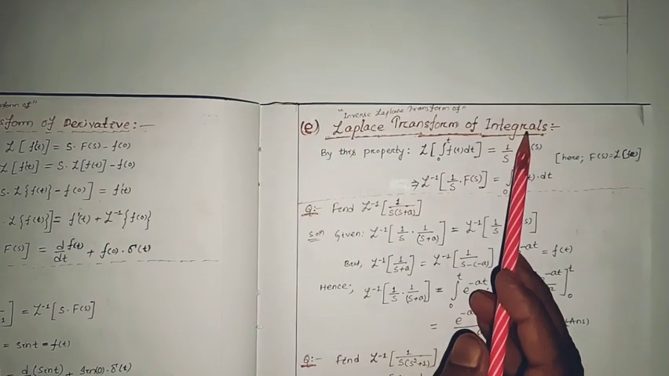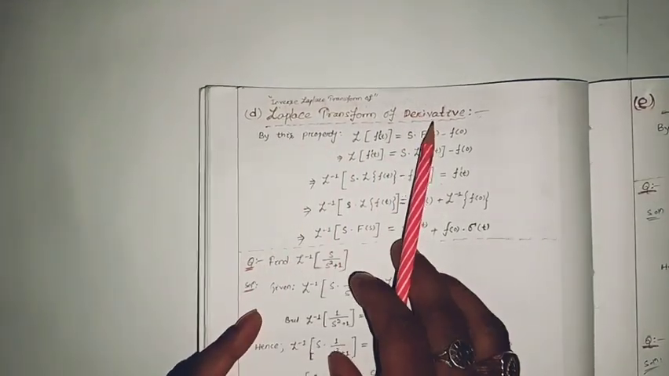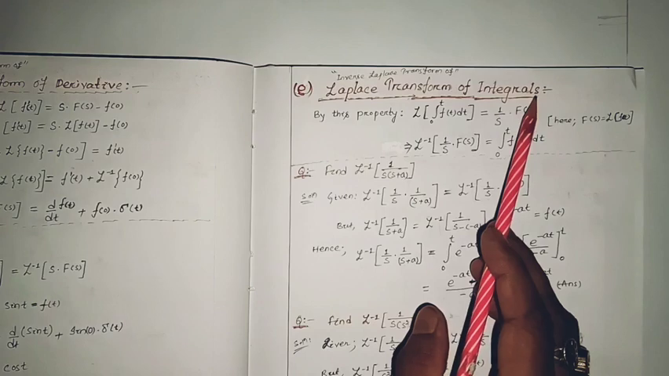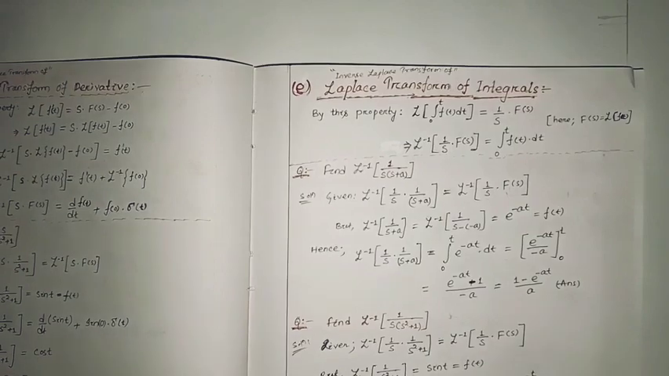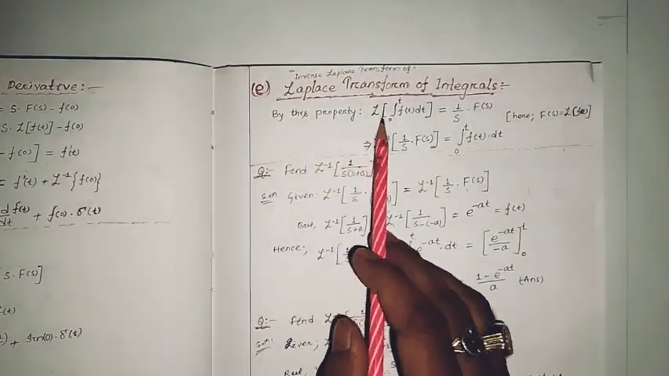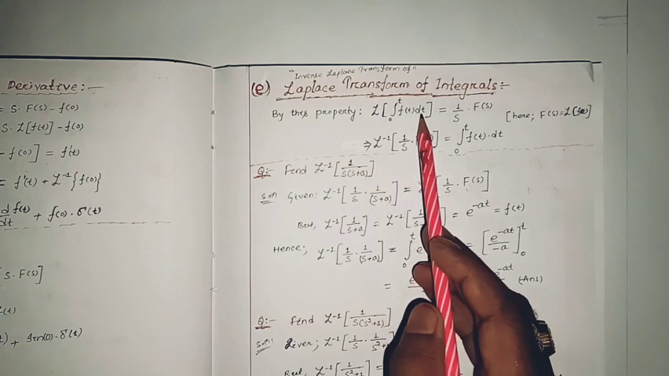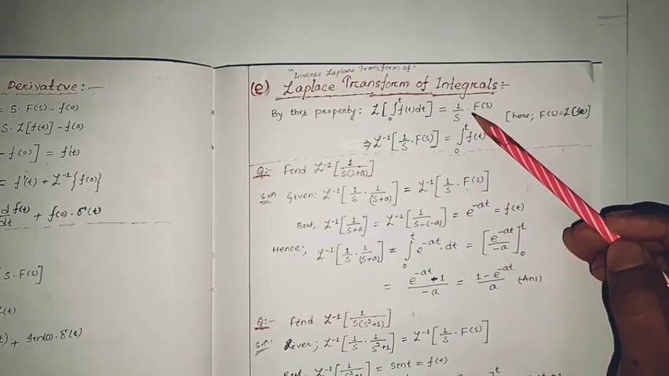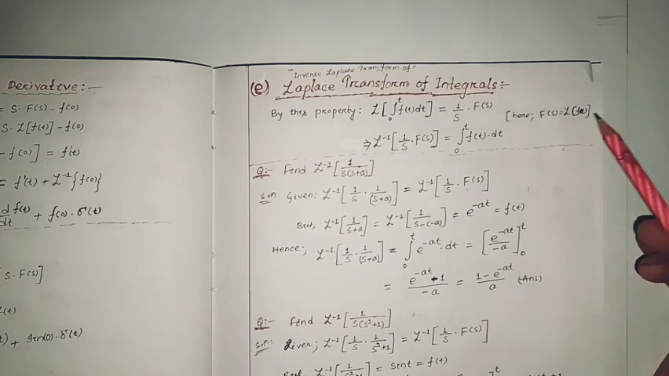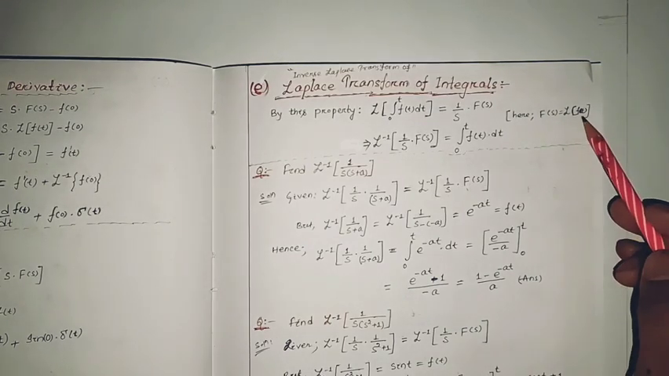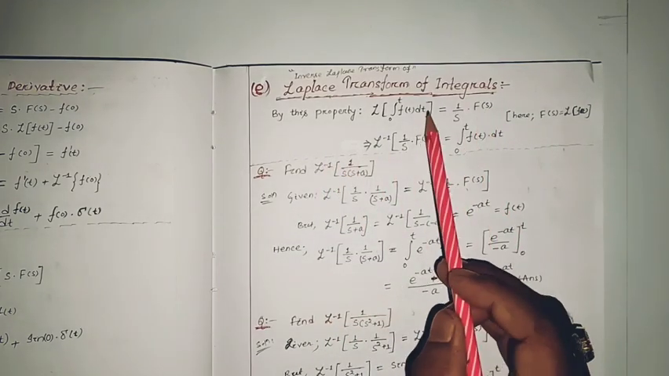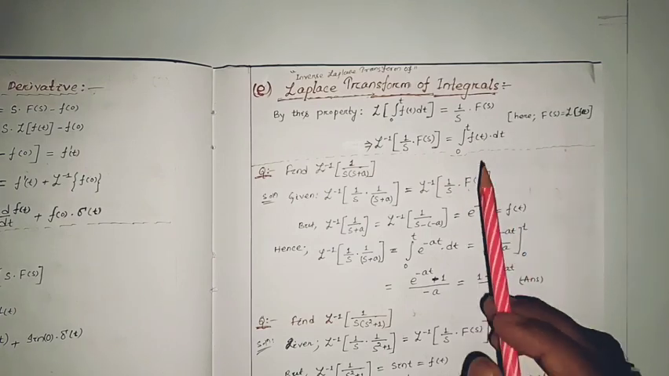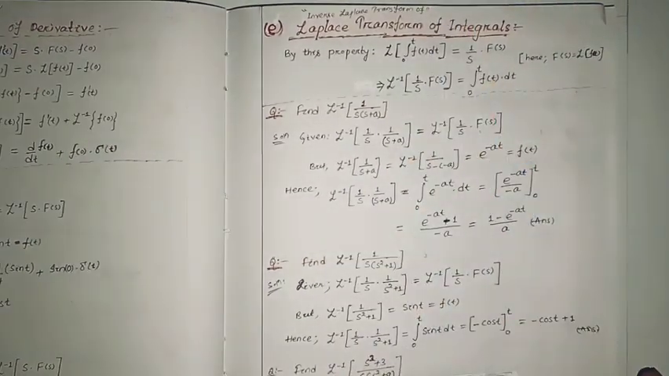Now we are going to go for the next property, or we can say the inverse Laplace transform of integrals. Here, the inverse Laplace transform of derivative. Here, the inverse Laplace transform of integrals. Okay, this is your fifth property. By this property we know the Laplace transform of the integral from 0 to t of f of t dt equals 1 by s into capital F of s, where capital F of s is nothing but the Laplace transform of f of t. That implies the inverse Laplace transform of this right hand side will be this original function, the integral from 0 to t of f of t dt. Now we are going to go for the numericals based upon this property.